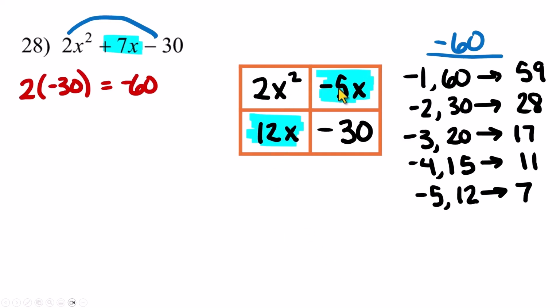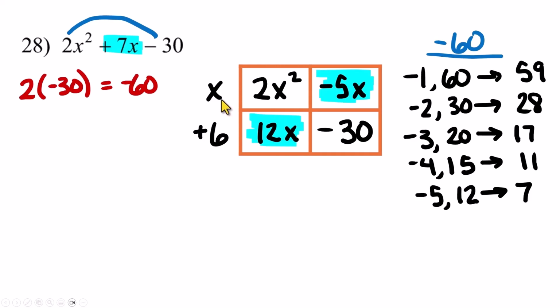Now, let's pull things out that go into both. 2x squared and a minus 5x. The only thing that goes into both of those is an x. 12x minus 30. What can I divide out of both of those? The biggest number would be a 6. You want to try to get the largest one.